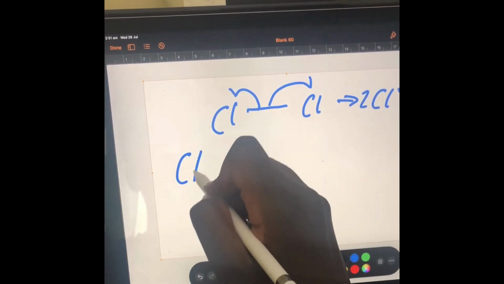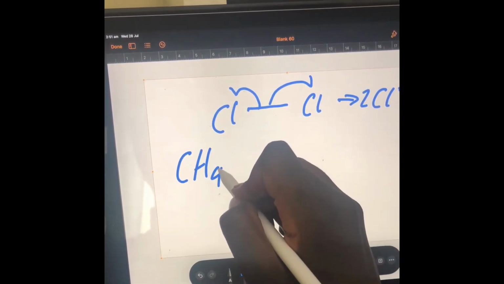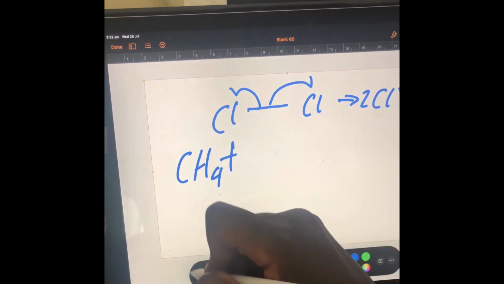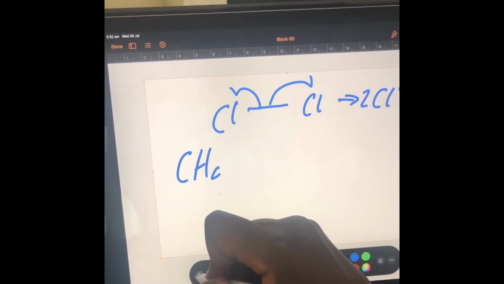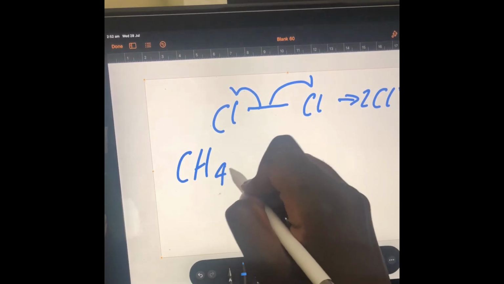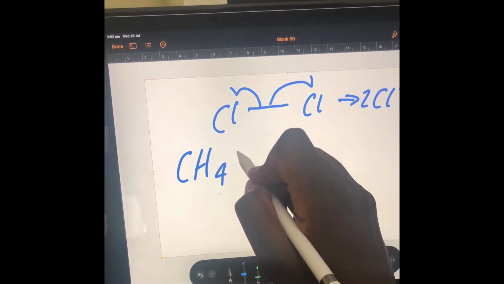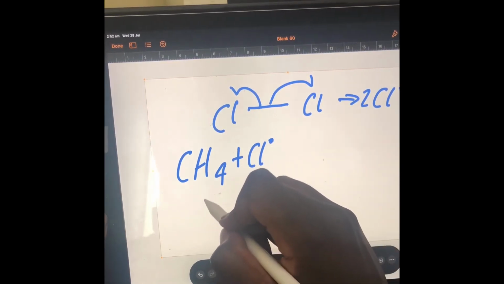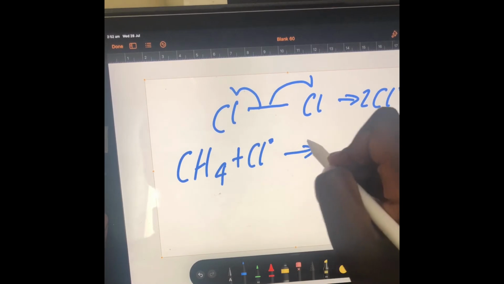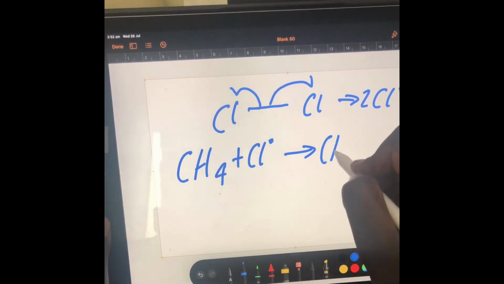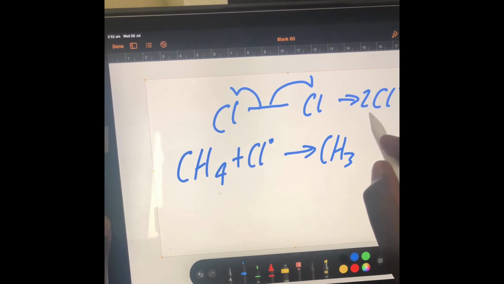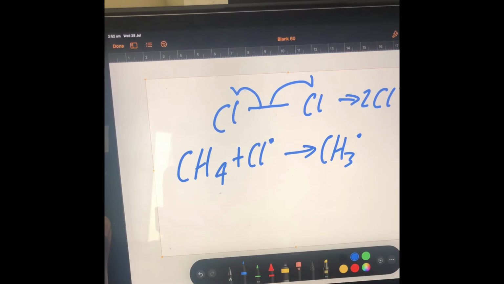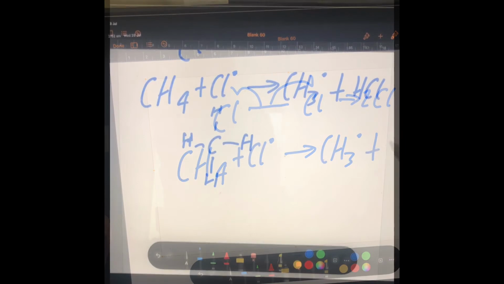So we get methane here, CH4, plus one of the Cl radicals. So we want to get one of these Cls. And then that goes to make this here. This is the substitution reaction that we're going to get here. So CH3. And with the propagation step, you're always going to have a free radical in the reactants and in the products. So plus HCl. So how is this reaction actually happening?